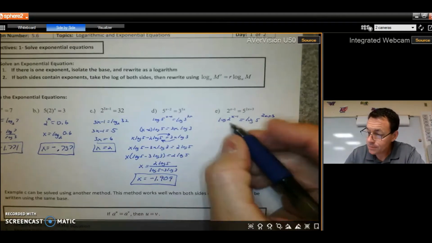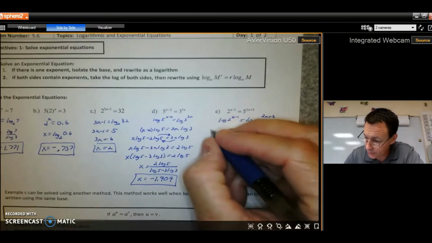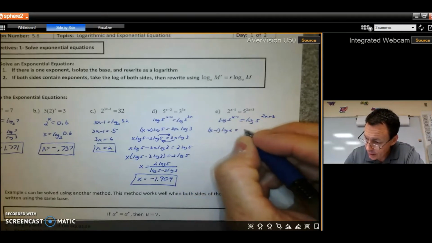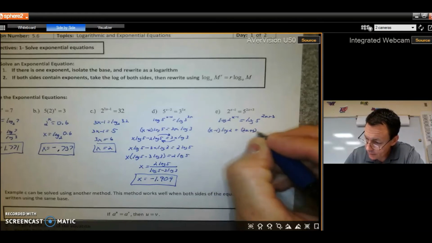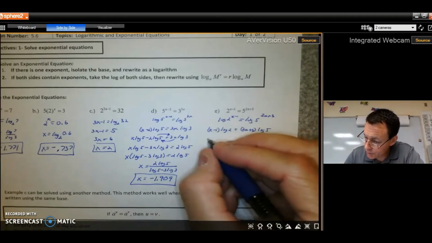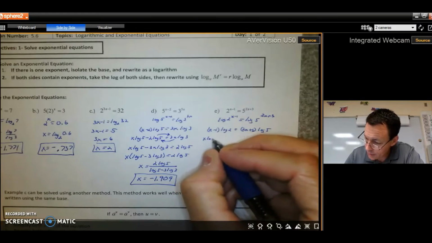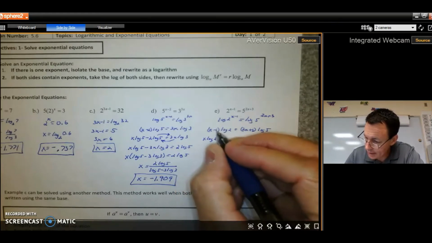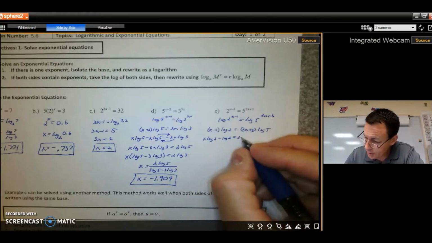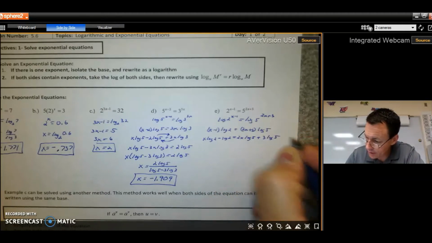Okay, now that I've taken the log of both sides, I'm going to bring my exponent out front. So I'm going to use that power rule. x minus 1 log of 2, and then 2x plus 3 log of 5. I am now going to distribute. I'm going to open up these parentheses. So the log of 2 is going to multiply both of these. So x log of 2 minus, and then it'll just be log of 2. I'm going to distribute over here. So that'll be 2x log of 5 plus 3 log of 5.